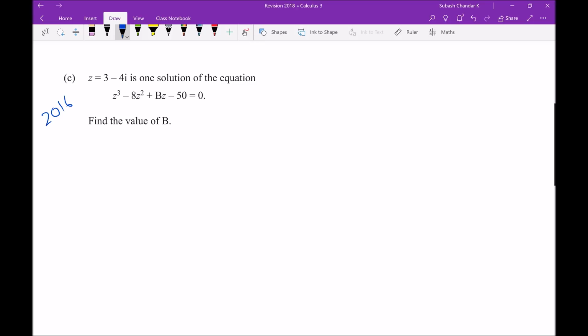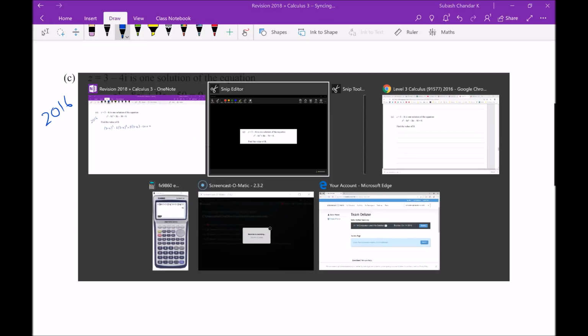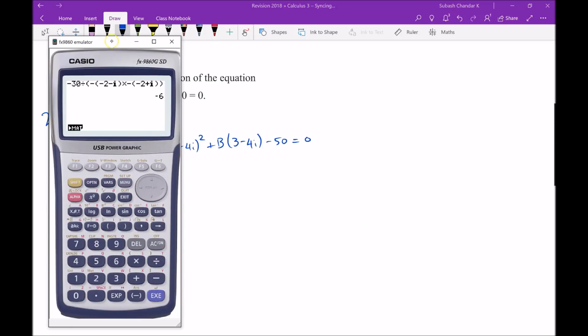So we got 3 minus 4i. So I'm going to substitute 3 minus 4i where z is. So it's z cubed minus 8 times 3 minus 4i squared plus b times, I got 3 minus 4i, and then minus 50 equals 0. So as usual, guys, I'm not going to sit there wasting time on expanding all of this. I'm going to get my graphics calculator and go through from there.